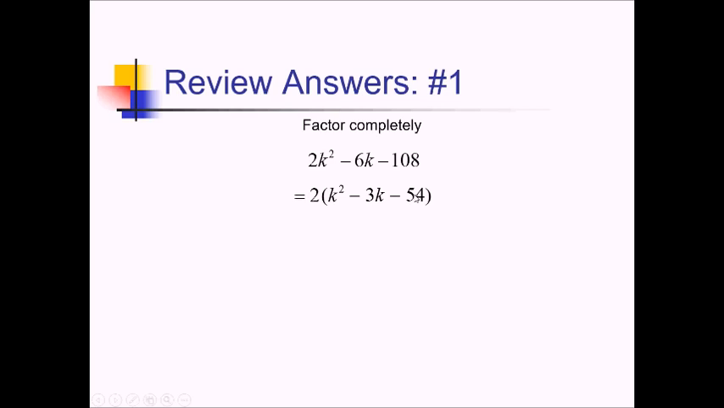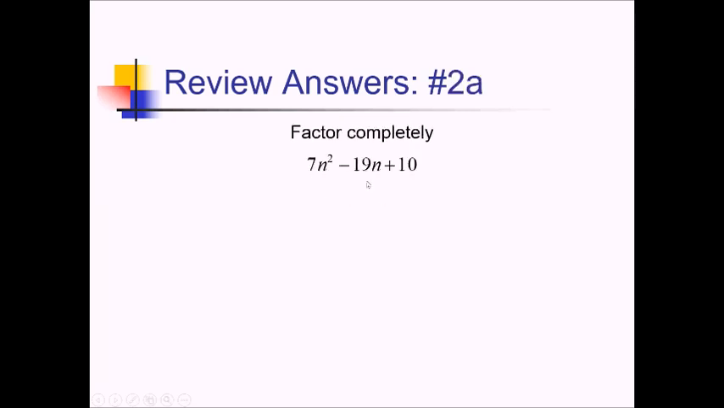Let's see. Does 3 go into 54? It does. That would be 3 and 18. That's not going to work. 4 doesn't work. How about 6? 6 and 9. Yeah, that would work if I had positive 6 and negative 9. So I can rewrite this then as 2 parentheses k plus 6, k minus 9. And now this is completely factored.